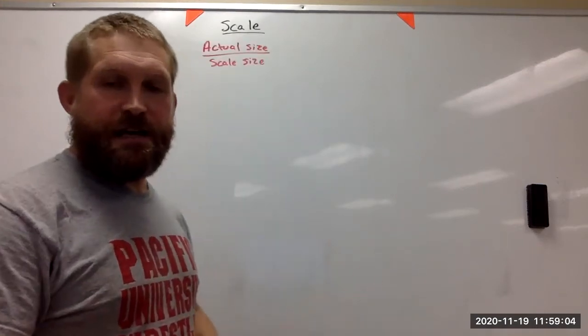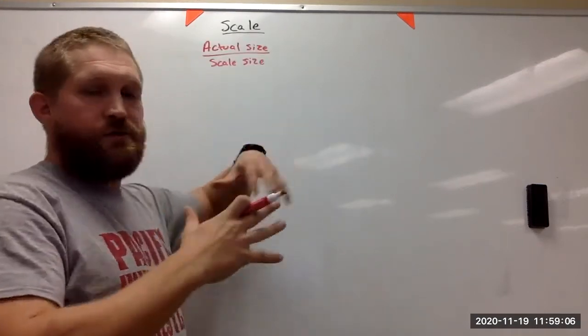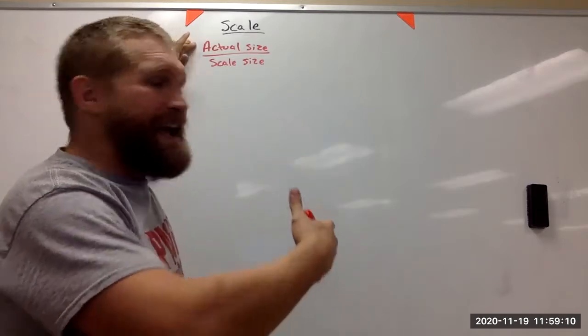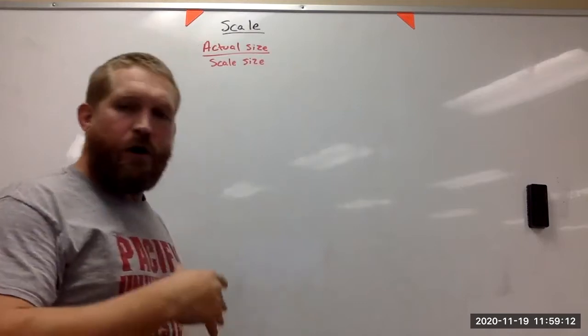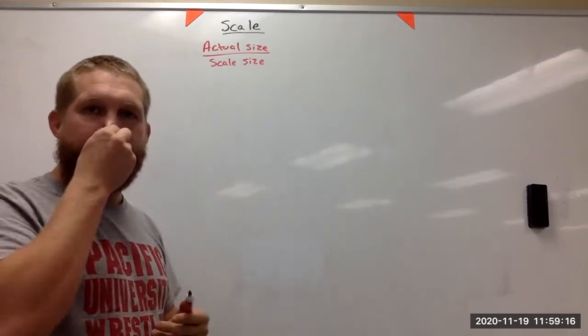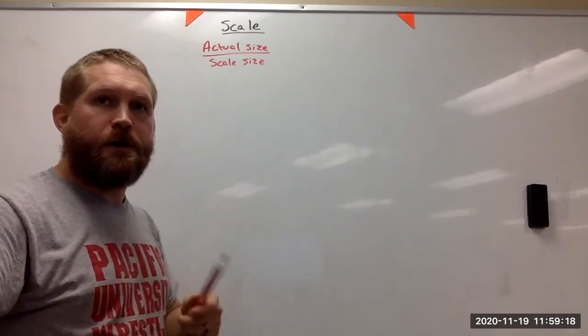Okay, so the first thing I need to do when I'm shrinking or growing something is I need to know the actual size of something and the scale size of something. So we're going to use the sun as our scale. We're going to shrink everything down. For this project, we're going to make the sun a 2-foot ball.